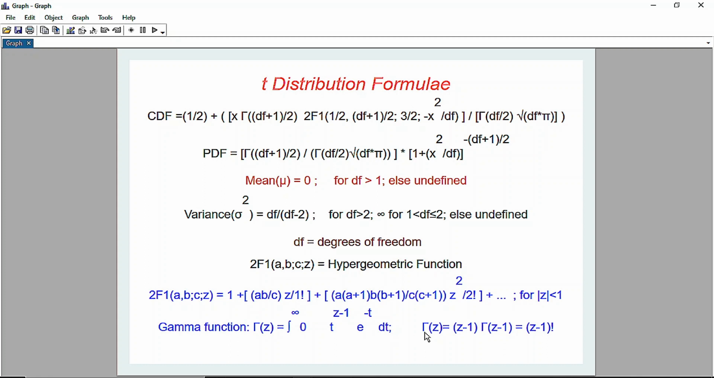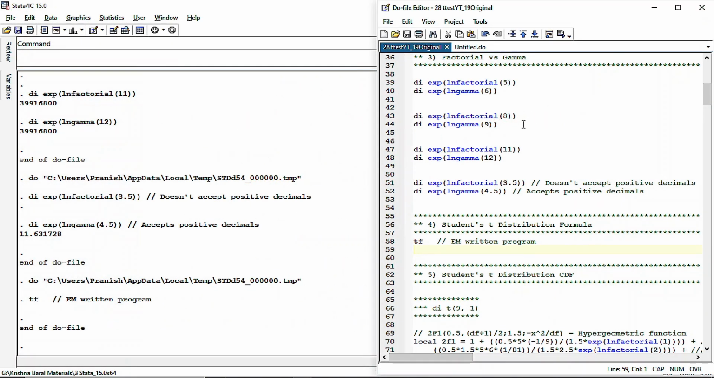We have already seen in our example that gamma z is equal to z minus 1 factorial, and this can be further broken down into z minus 1 times gamma of z minus 1. Now let us calculate the CDF and PDF of the t-distribution in our next section.